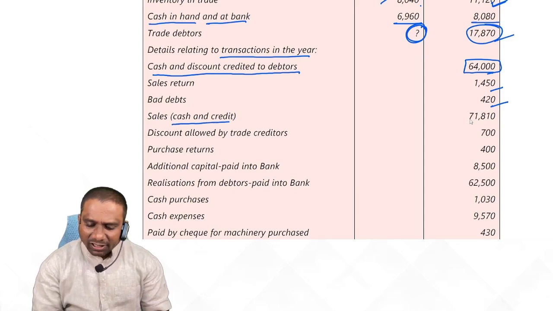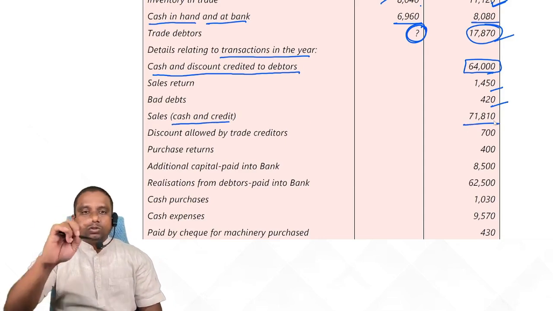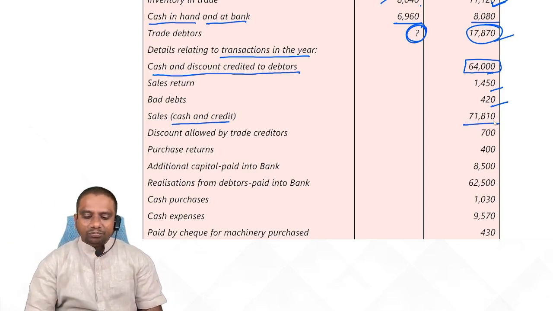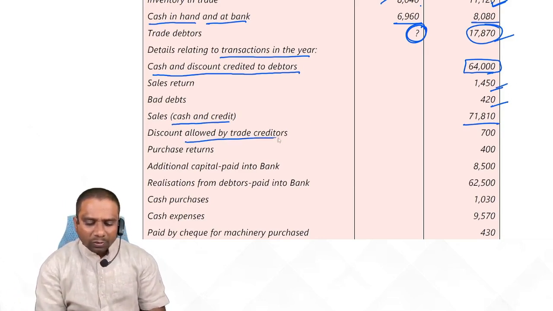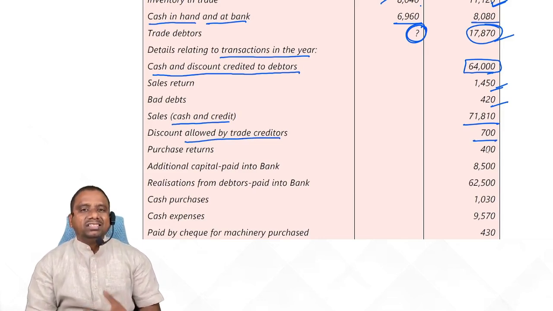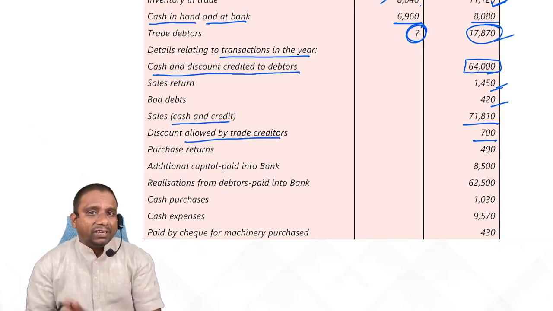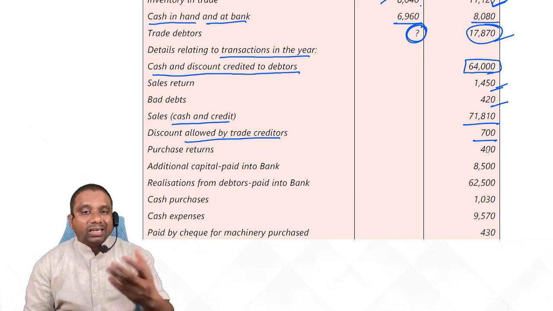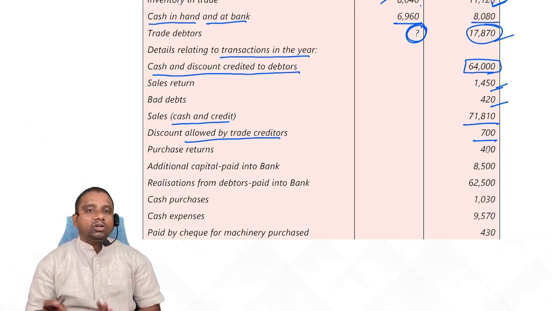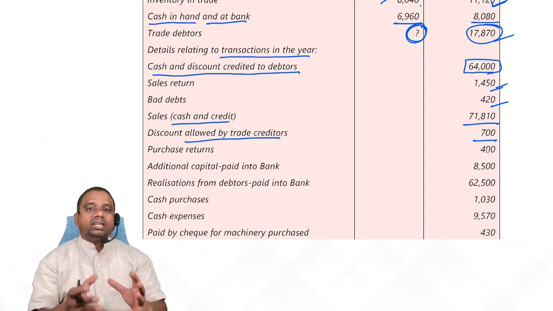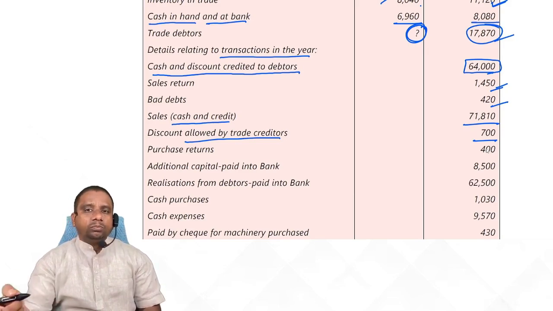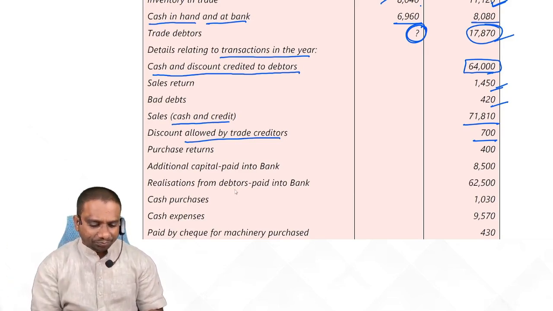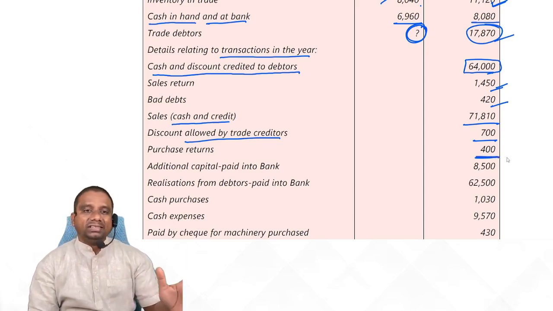Sales. Cash and credit both 71,810. So trading account credit side 71,810. And don't forget to deduct sales returns from sales. Next, discount allowed by trade creditors 700. This is discount received for us. What is the entry we record for discount received? So creditor account debit to discount received account. So creditor account debit side. And this is income, a gain. So profit and loss account credit side. Purchase returns. Purchase returns are deducted from purchases.